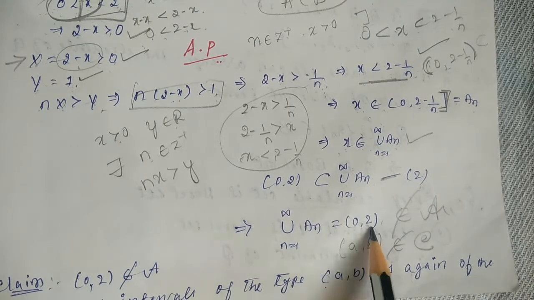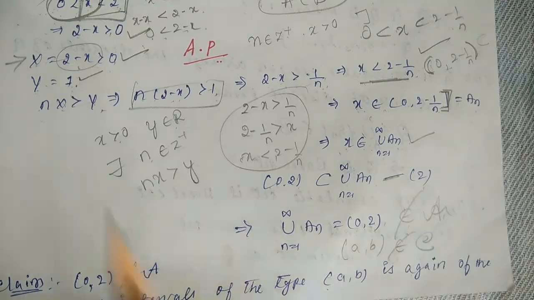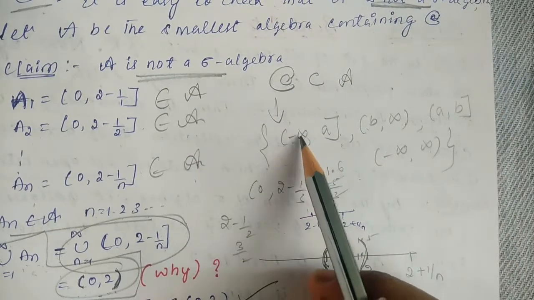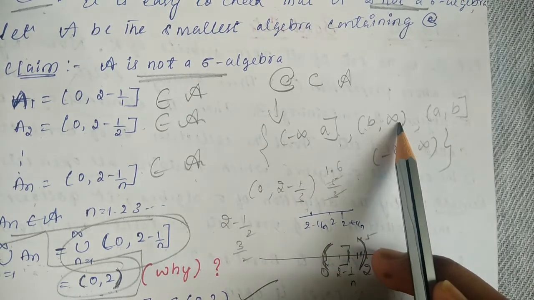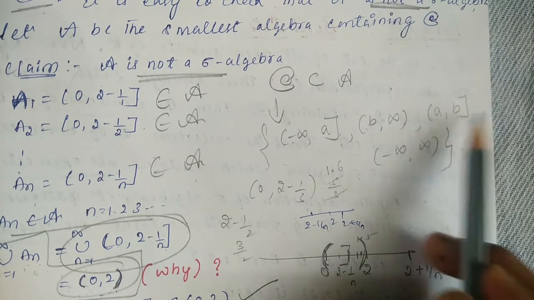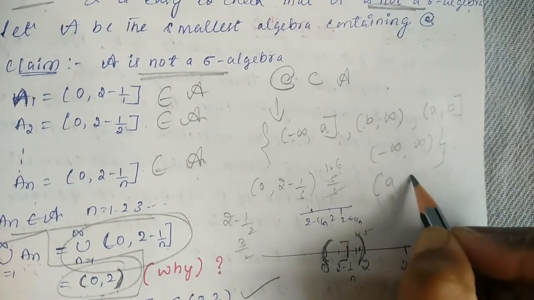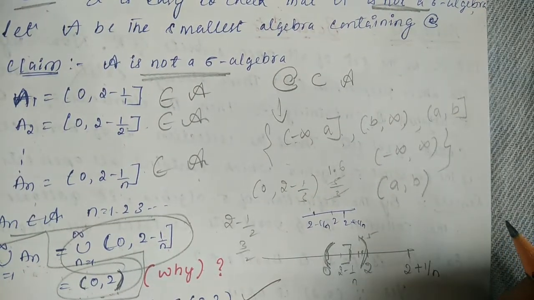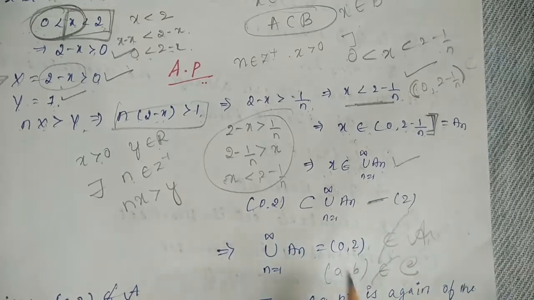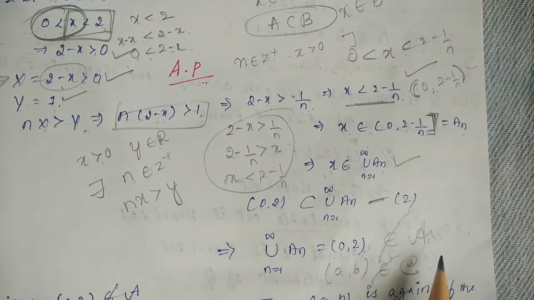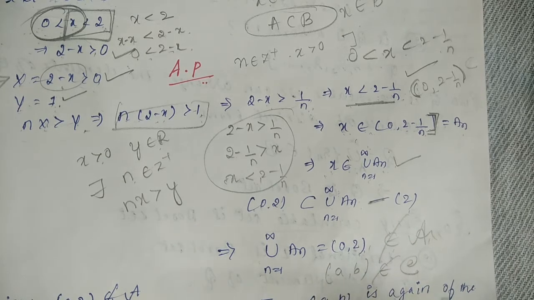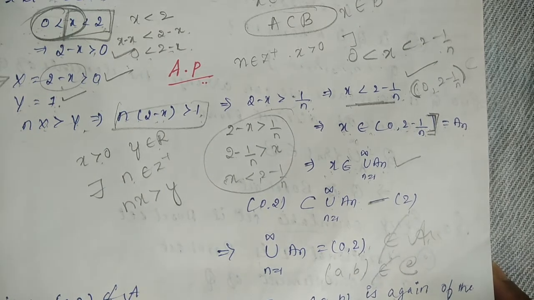But this (0, 2) does not belong to A. Why? This collection contains only the intervals of the type minus infinity to a closed at a, b open to infinity, and open-closed intervals, and does not contain the type of the interval a comma b, the open interval. So (0, 2) is of the form a comma b, which is not in that collection, therefore it is not in the collection A. So the a_n belong to A, but the union of the a_n does not belong to A. It means it is not a sigma algebra.